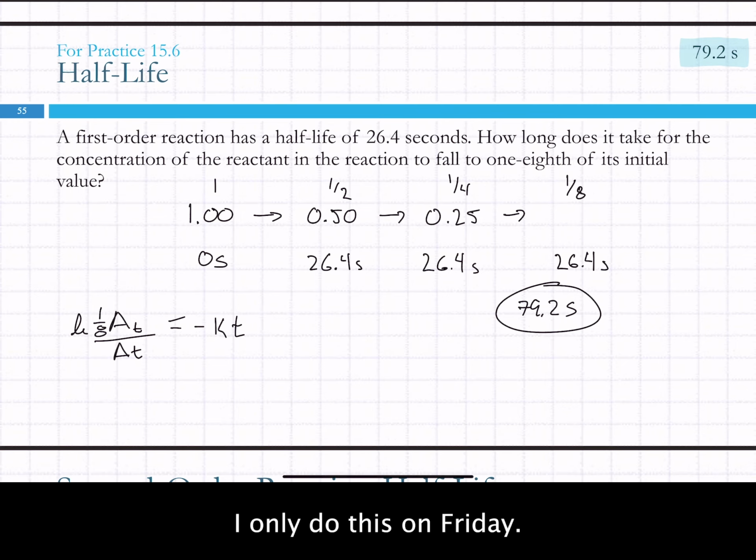How did I do this on Friday? Oh, no, we know the half-life, right? Except I'm solving for t. You can plug in t, since we know the half-life, and solve for the k. And then we can later plug in the j and solve for t. Yes, that's what it was.